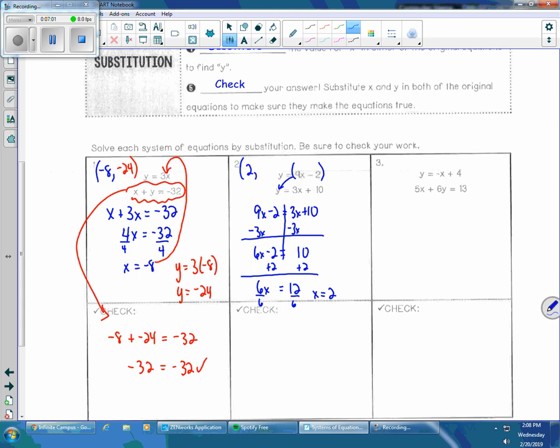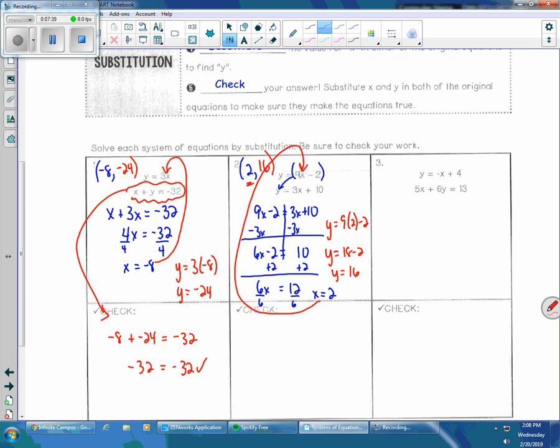2 is my x. Now I can take that 2 and substitute it into either equation up here. I'm just going to grab the top one because it's on top. And I'm going to say y equals 9, instead of x, times 2, minus 2. So y equals 9 times 2 is 18, minus 2. 18 minus 2 is 16. So I've solved x is 2, and I just solved y is 16.